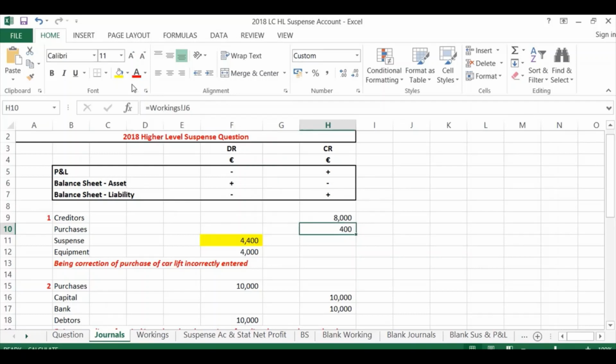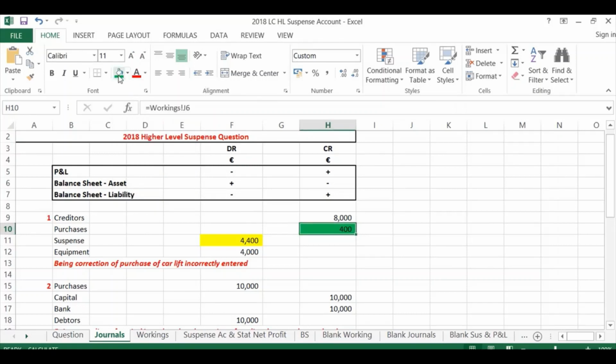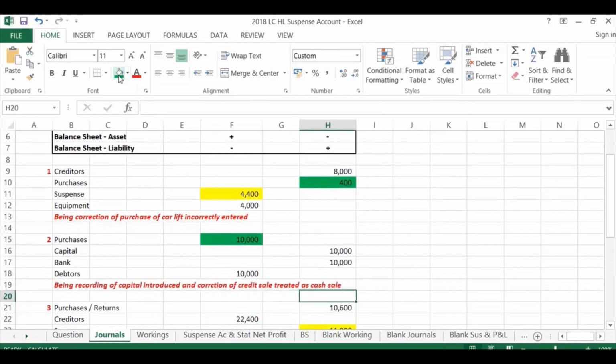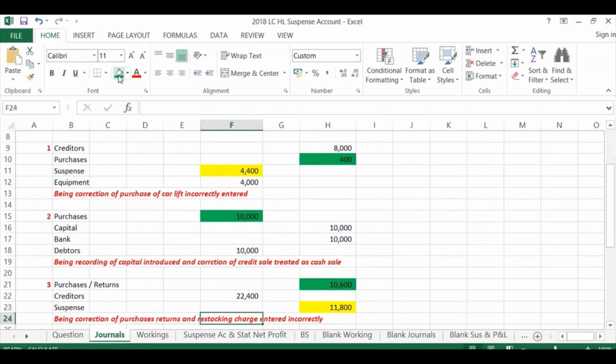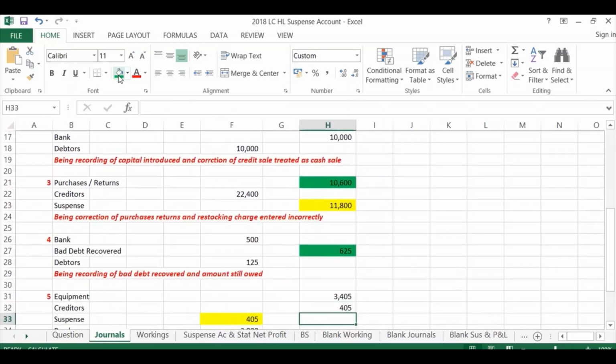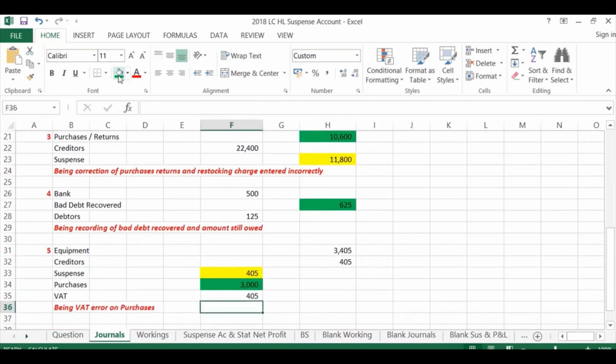So the first P&L item I have is purchases. I'm going to highlight that in green. They are not P&L. Purchases again is P&L. Capital isn't. Bank isn't. Debtors isn't. Purchases / returns is P&L. Creditors no. Suspense no. Bank. Bad debts recovered is a P&L item. Equipment purchases is a P&L item, and the remainder are balance sheet items.